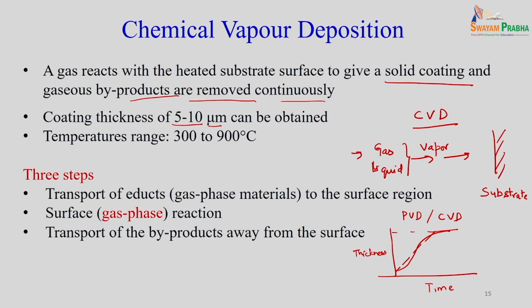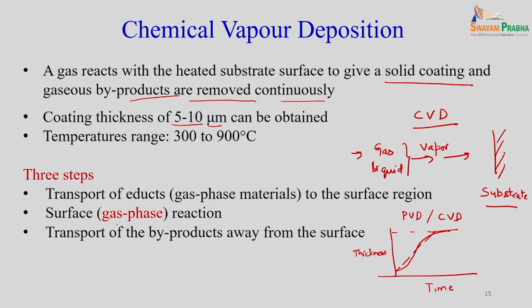Here the reaction is taking place in the gas phase, because the material is in the gas, reactive molecules which are going to be deposited on the solid phase. So, this is like a gas phase reaction, and a gas phase reaction usually occurs at a high temperature. Temperature varies in the range of 300 to 900 degrees centigrade.